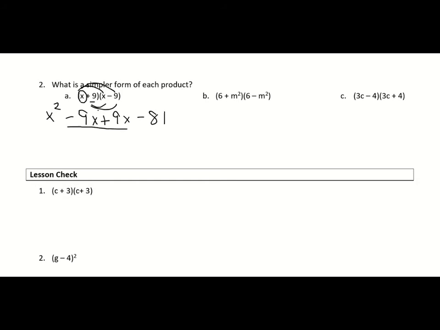Combine my like terms in the middle. I have negative 9x with positive 9x. That's going to cancel. So I'm left with x squared minus 81 as my final answer. So you go ahead, you try B and C, and then I will write the answers on here so you can check and make sure you got the correct answer.